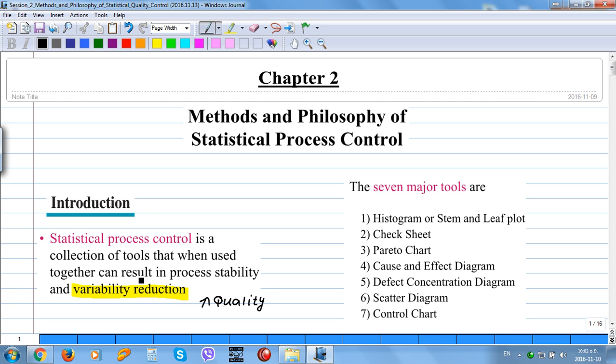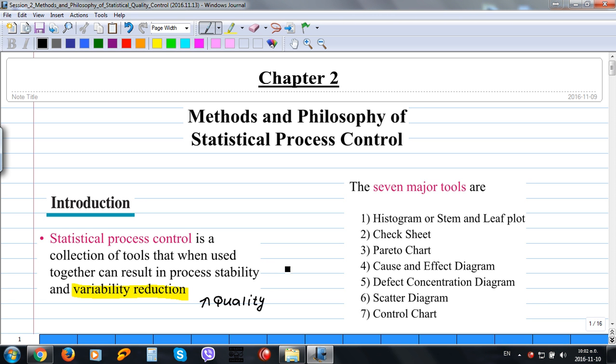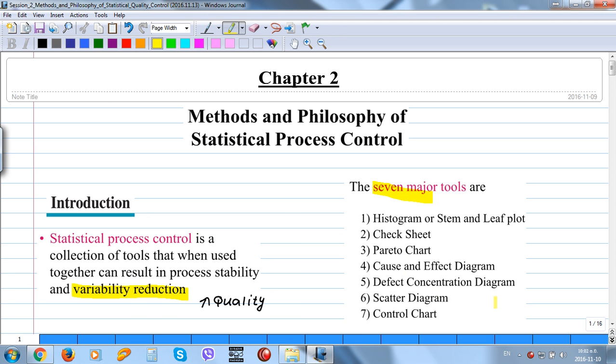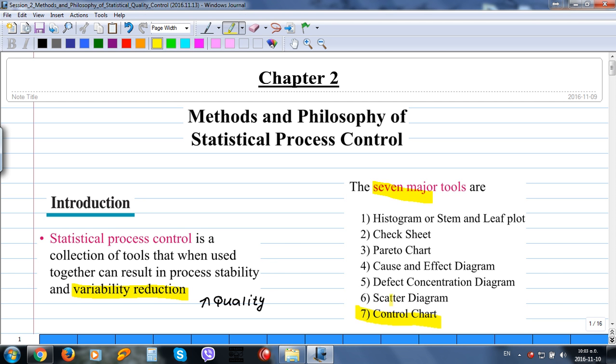There are some tools to check this quality. It is mentioned here that there are 7 major tools for checking the process. They are histograms, stem and leaf diagram, check sheet, Pareto chart, cause and effect diagrams, defect concentration diagram, scatter diagram and control charts. The most important thing is the control charts. We are going to learn about the control charts in chapters 3 and 4.